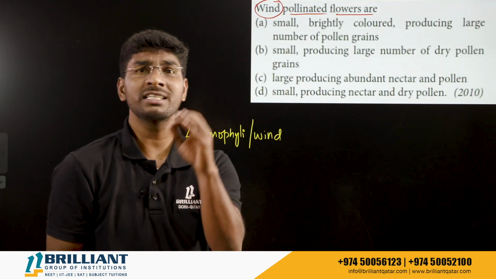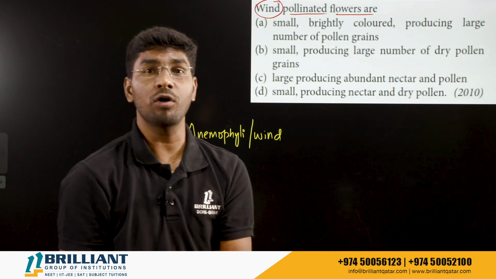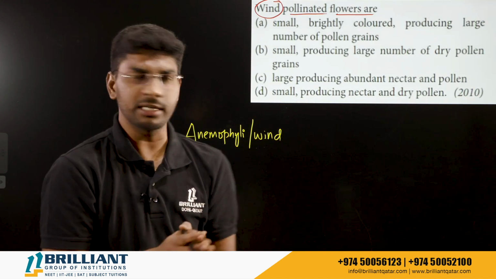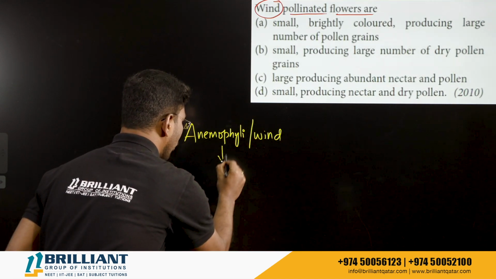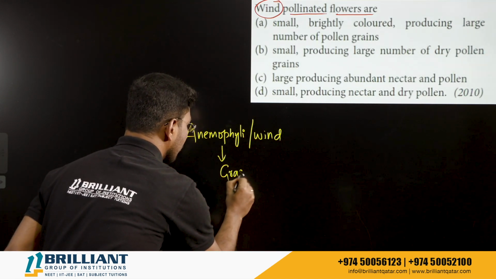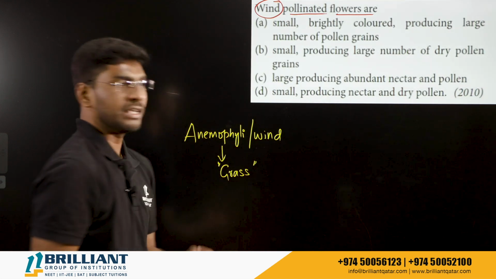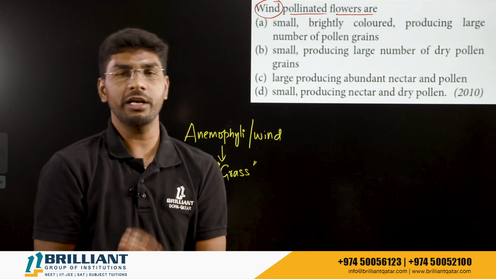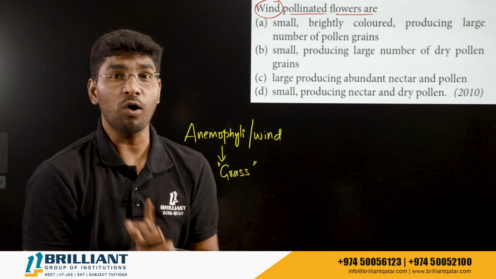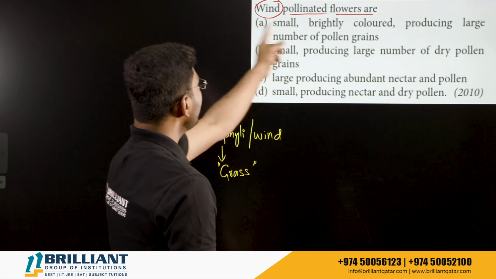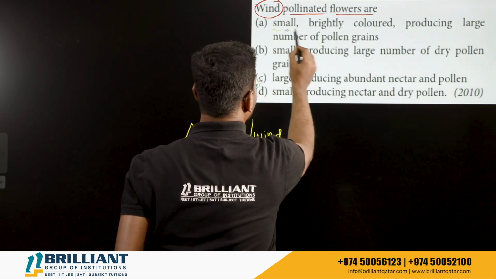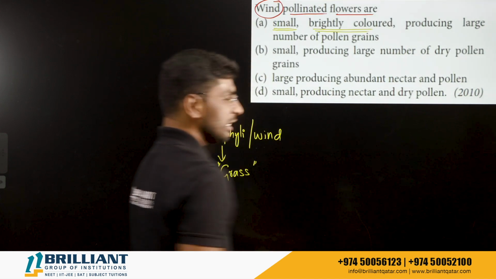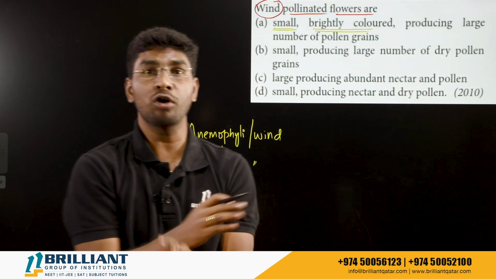This is a common characteristic feature of what? Grass, which means monocots, grass plants. So it is a characteristic feature of grass plants, like wheat, rice, maize. All these plants show wind pollination. Look at the options. What's the right answer? Wind pollinated flowers are small. Okay, I agree with small. Brightly colored? My dear students, wind pollinated flowers are not brightly colored.